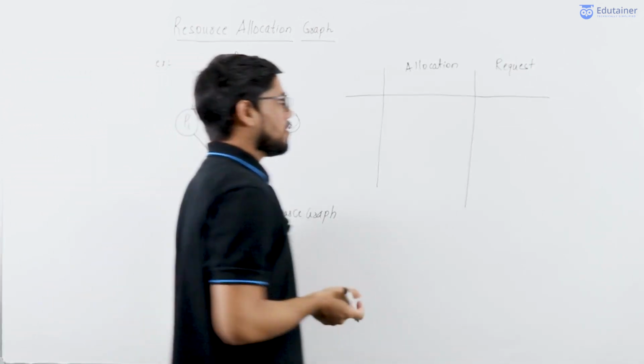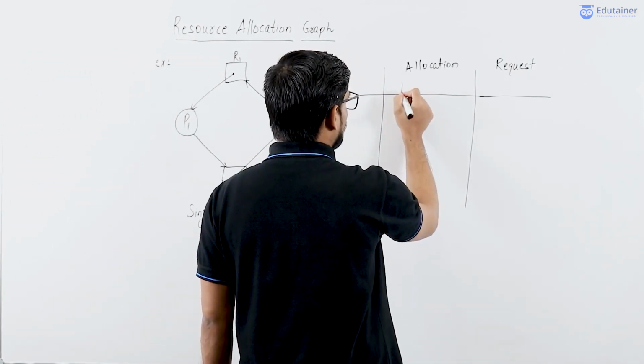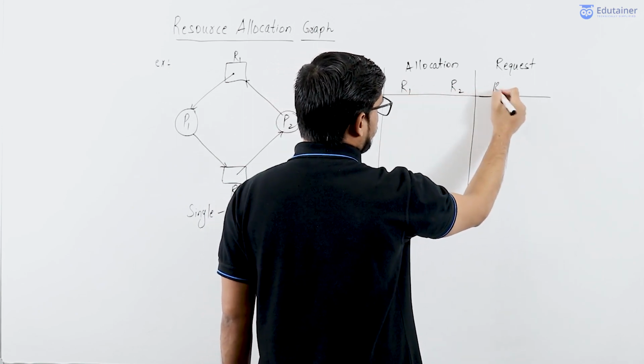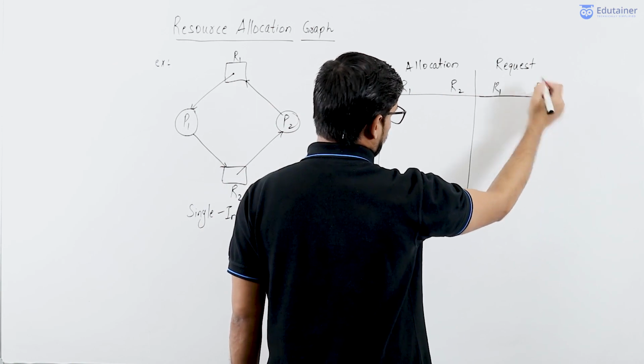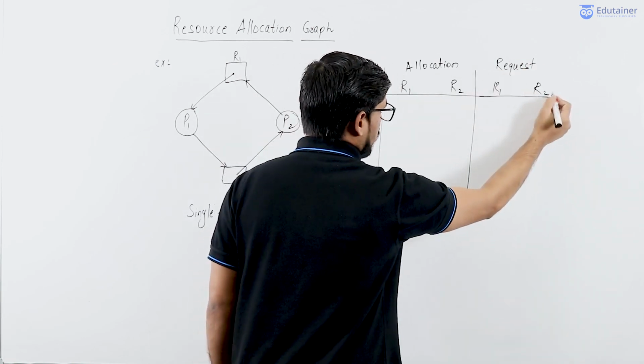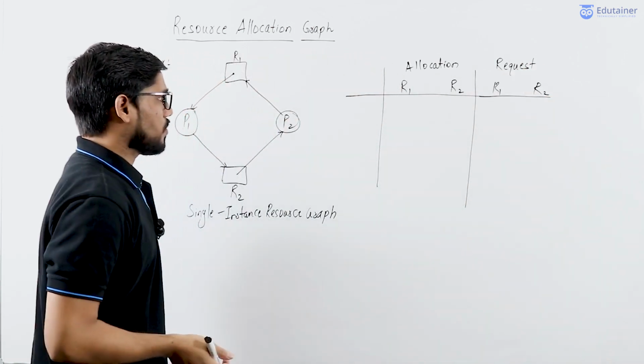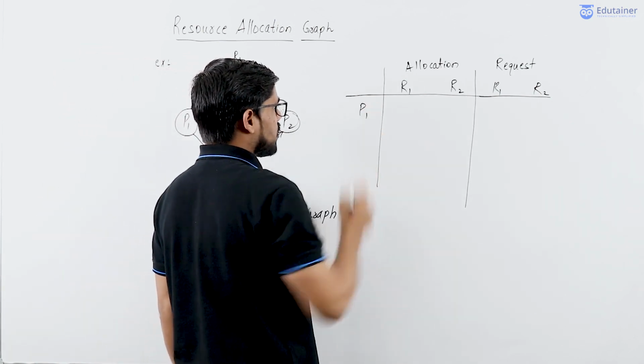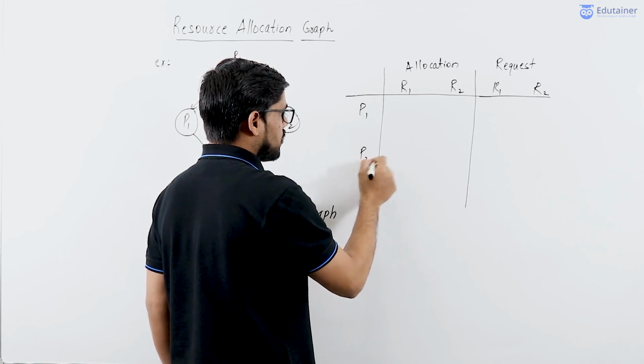The concept is similar. In allocation, we have two different resources R1 and R2, and in request also we have two resources R1 and R2. And coming to the rows, there are a total of two processes P1 and P2. So P1 covers the first row and P2 covers the second row.